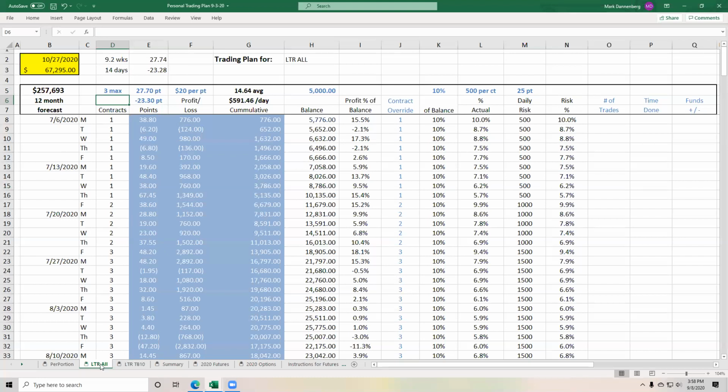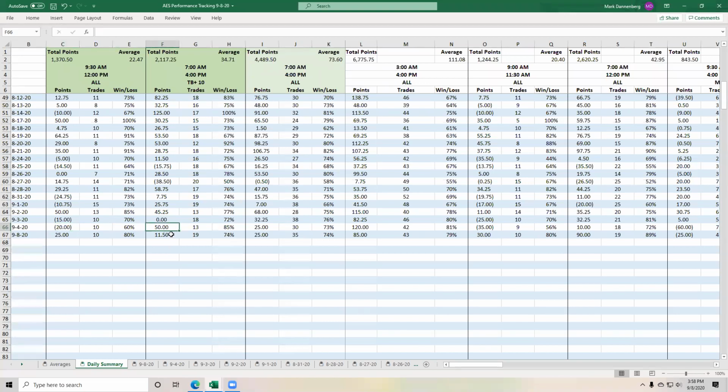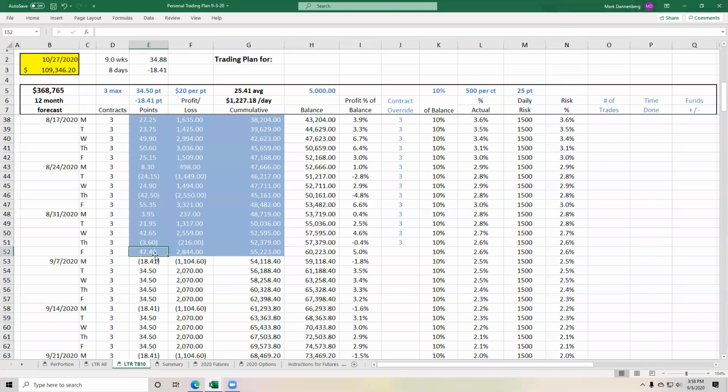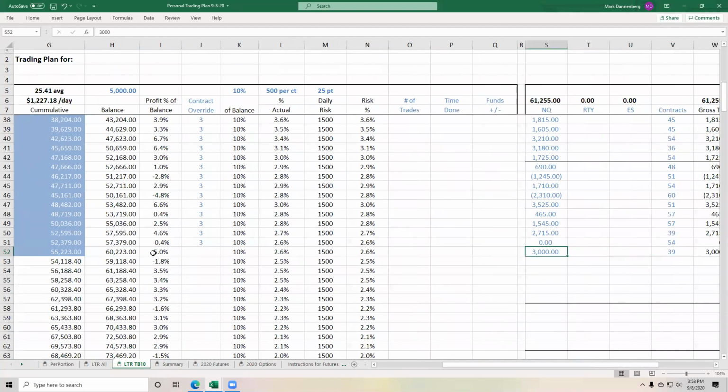all signals category from 9:30 to noon. Now, in the trend bias and trend consensus category only, on Friday, we had 50 points. We had 50 points at $20 a point. That's $1,000. That was on Friday. So we had $1,000 of profit, and we had 3 contracts, so we had $3,000 of profit. We did 13 trades at 3 contracts per trade, so that is 39 contracts.